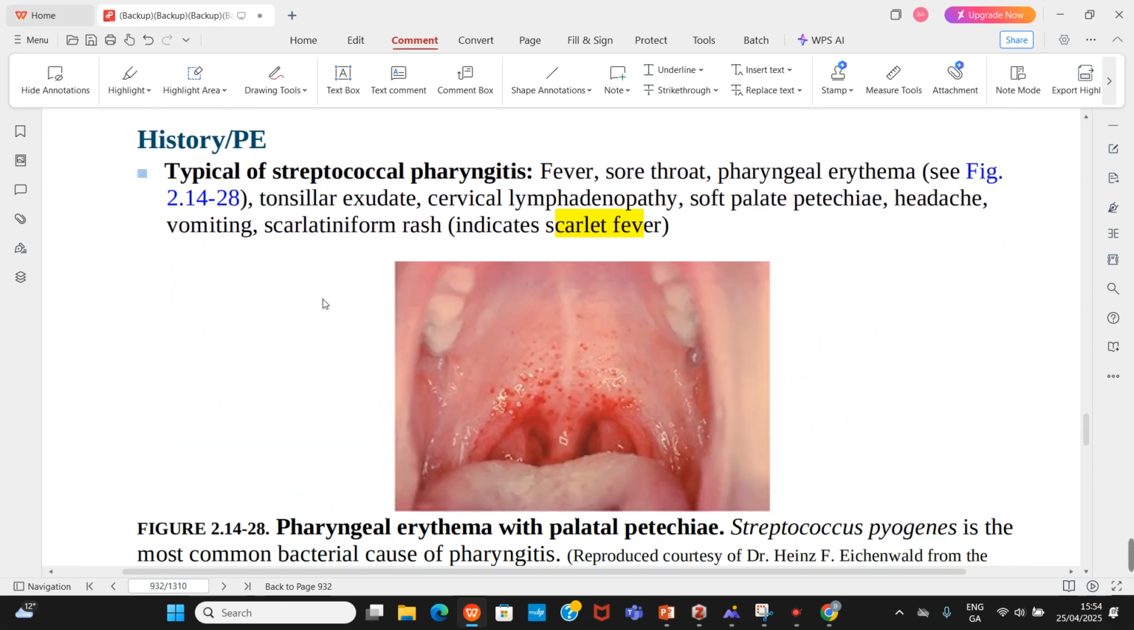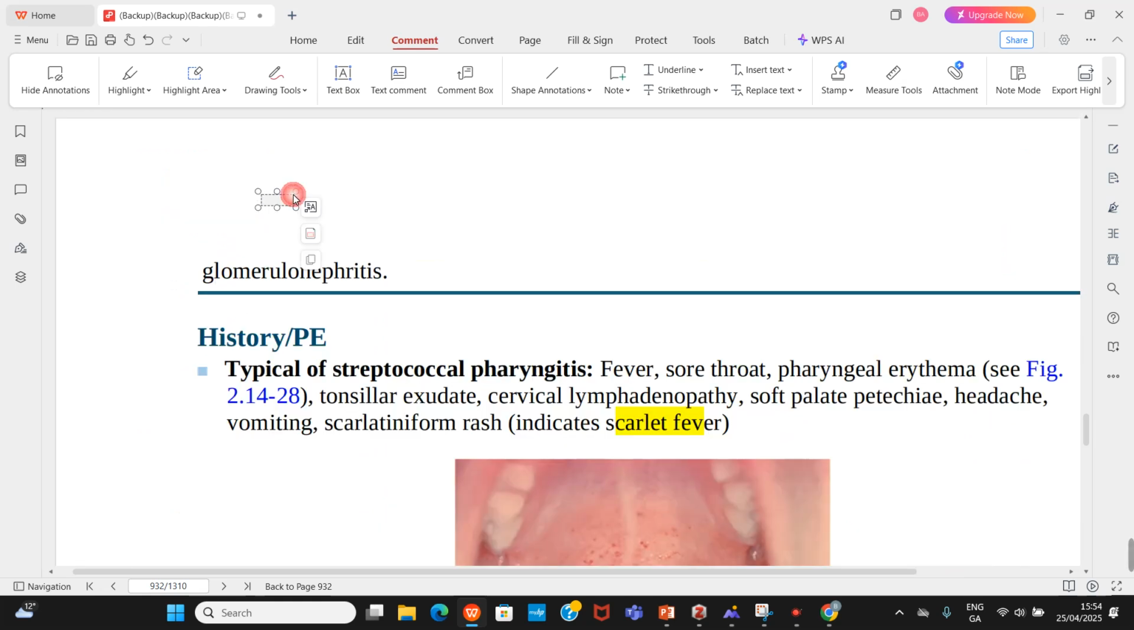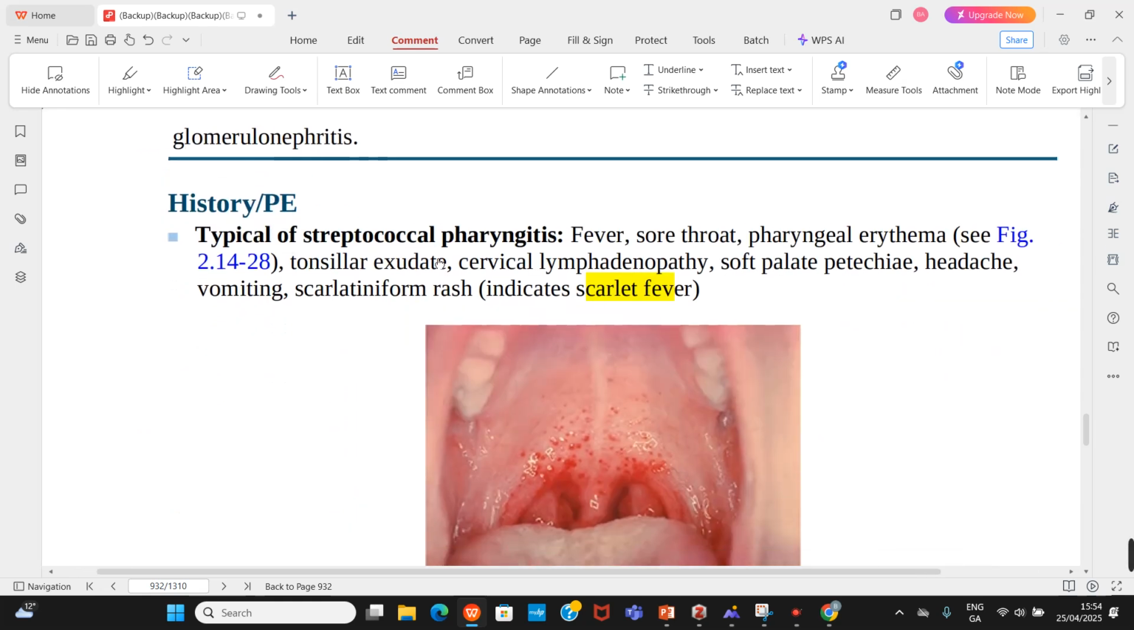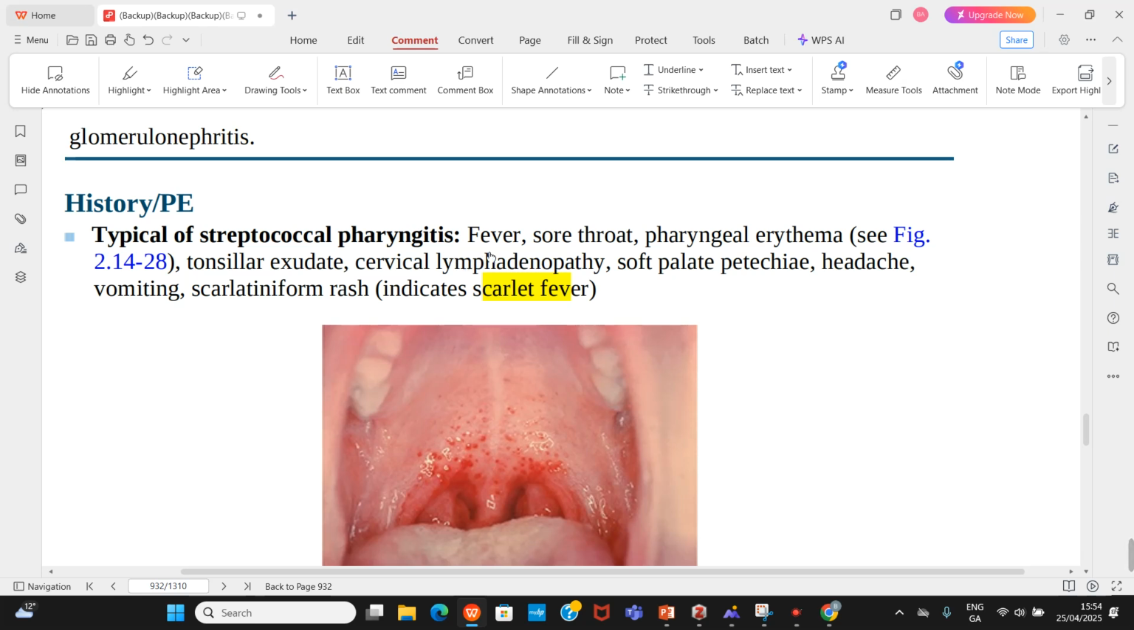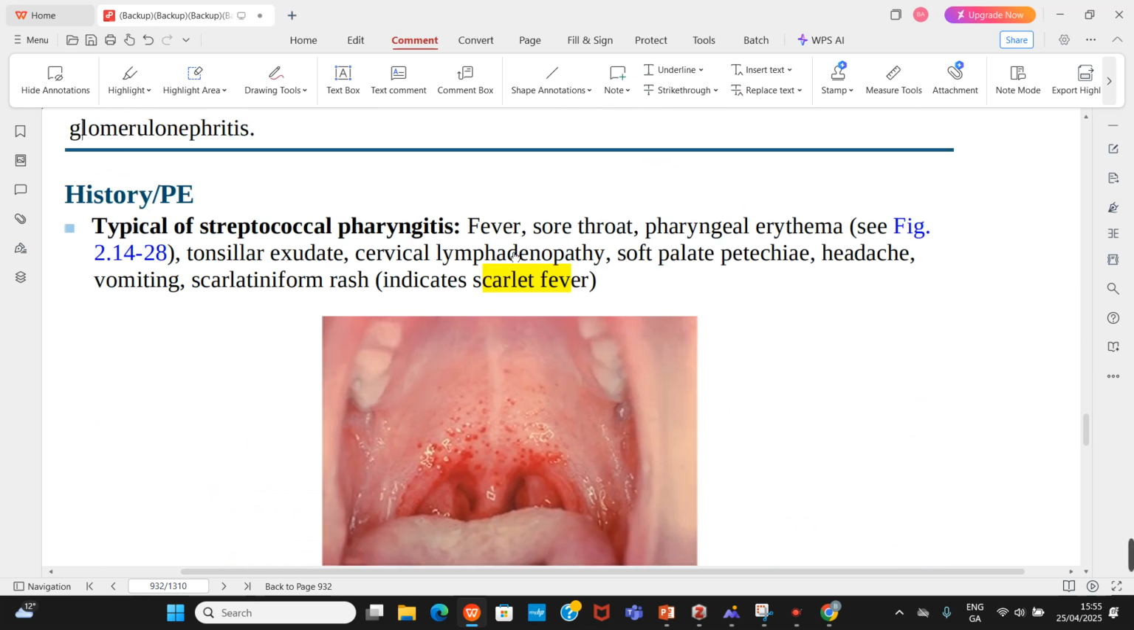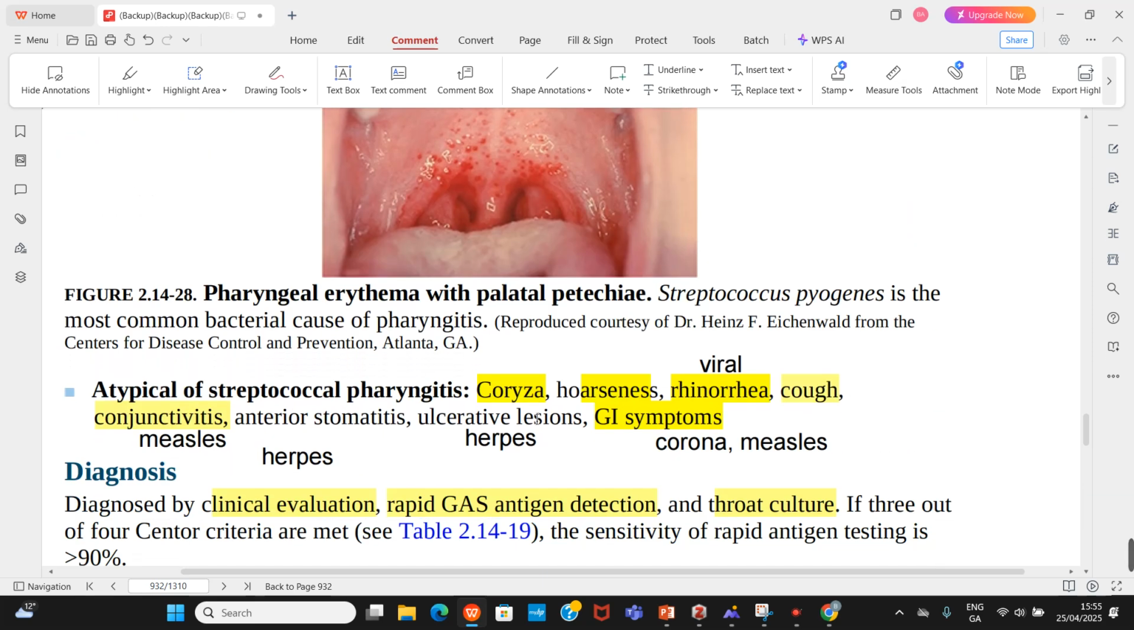We don't need to really cram anything there. But usually they have exudate in the tonsils. They have adenopathy, the cervical node. There is fever, but there's no cough. There's no cough, and of course they can have a rash. So once you see all those, fever, no cough, sore throat with tonsillar exudate, cervical lymphadenopathy, and a rash, think about group A strep causing that pharyngitis.